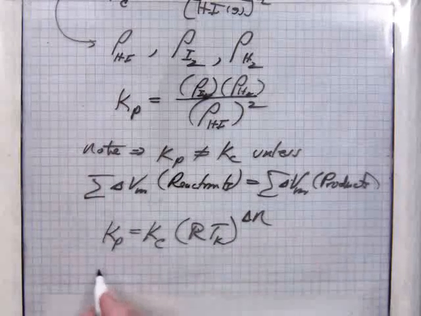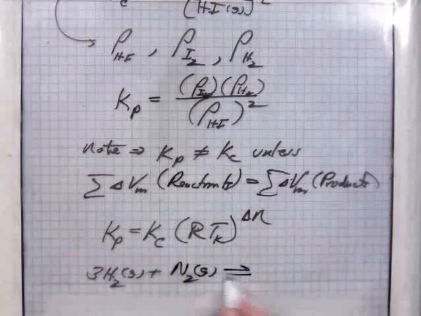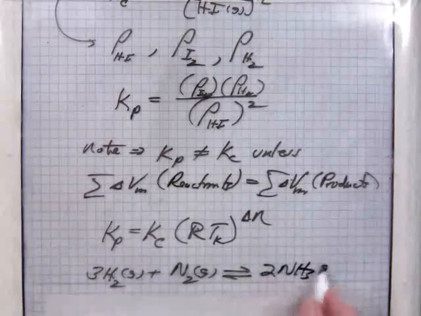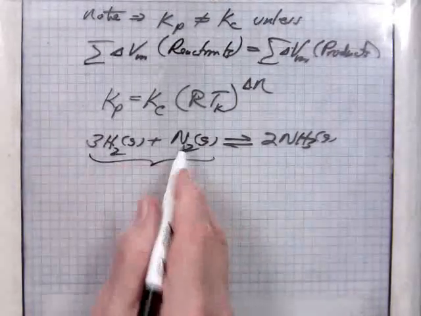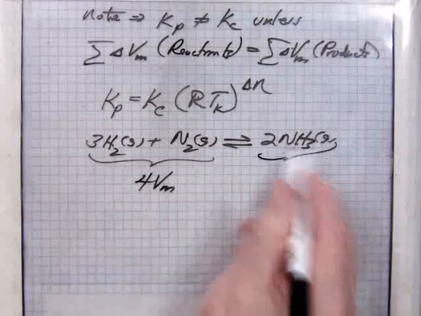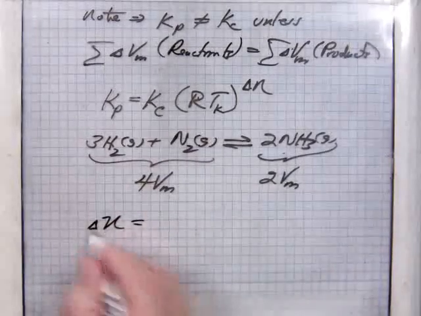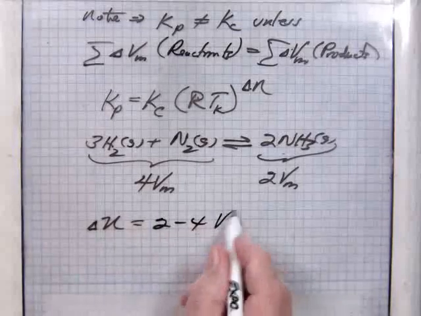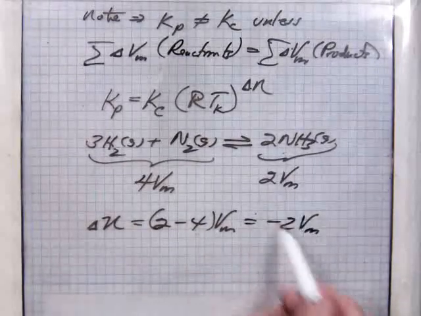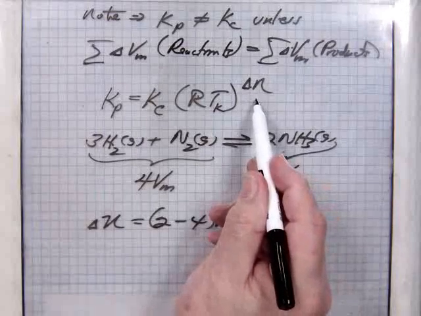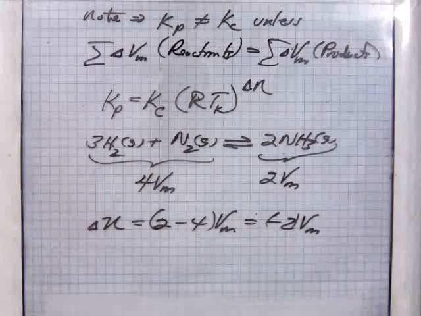Now, consider 3H2 gas plus N2 gas in equilibrium with 2NH3 gas, like this. This one has 3 and 1 is 4 molar volumes, and this one has 2 molar volumes for the products. The delta N value in here is 2 minus 4 molar volumes, or a decrease of minus 2. So that minus 2 would be applied to the delta N value, and you would include that in RT and whatever Kc, and then you could get a number that represents whatever the Kp is.